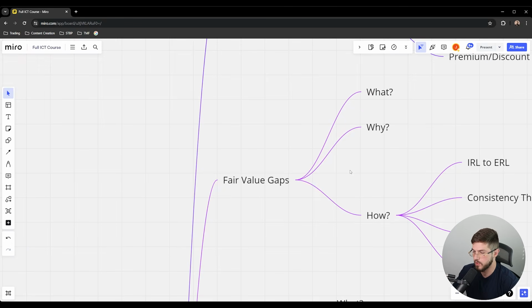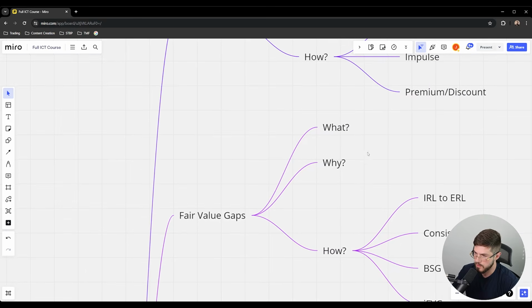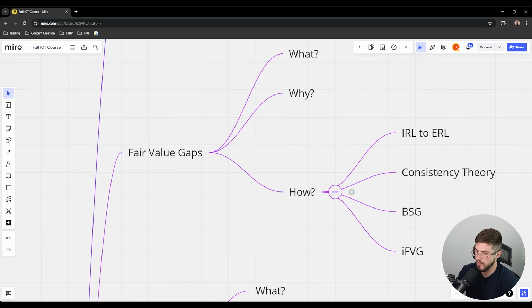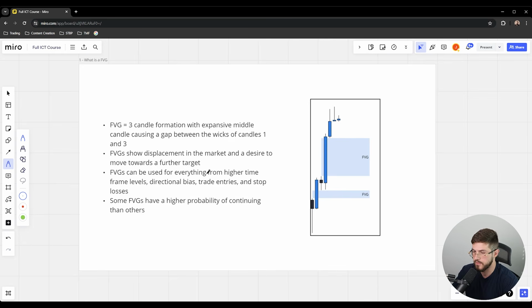All right, so let's go ahead and talk about fair value gaps. We're going to talk about what they are, why we use them, and we're going to go over a simple and easy to use strategy because most of what you've learned is way overcomplicated and unnecessary. First off, a fair value gap is just a 3-candle formation with an expansive middle candle causing a gap between the wicks of candle 1 and candle 3.